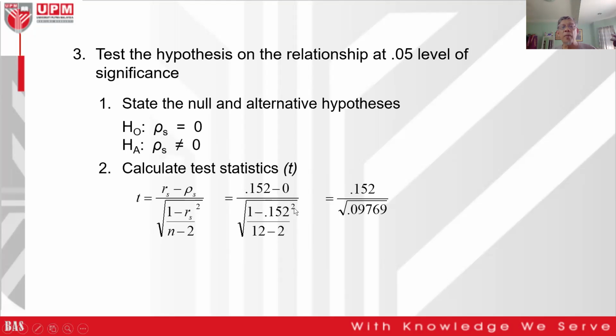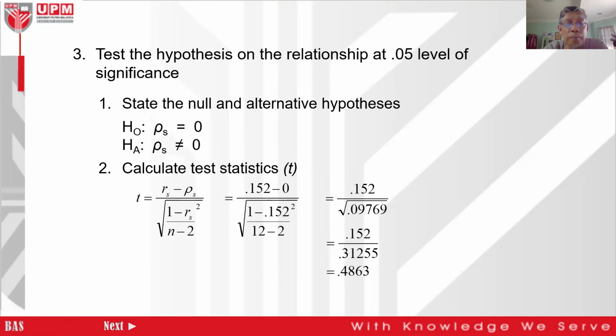Which is equivalent to 0.152 minus 0 will be 0.152. When you solve for the denominator, 1 minus 0.152 square divided by 10, and then get the square root, you get square root of 0.09769, which is equivalent to 0.152 divided by, when you get square root of this value, 0.31255. And when you divide these two, what you get is 0.4863. And that will be the second step in your hypothesis testing. Our t value is 0.4863.